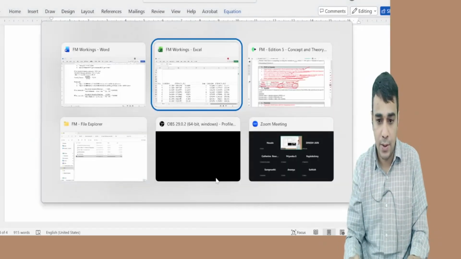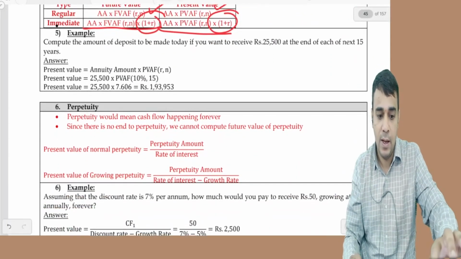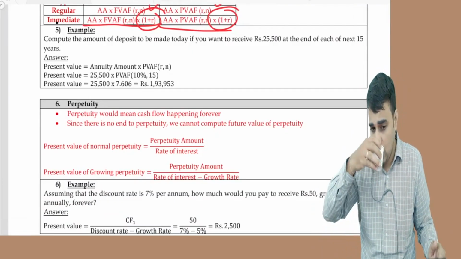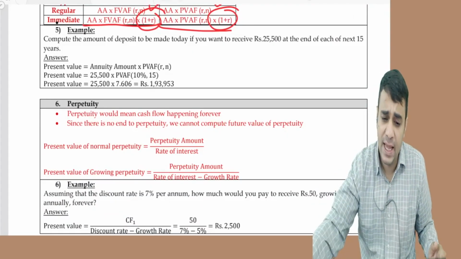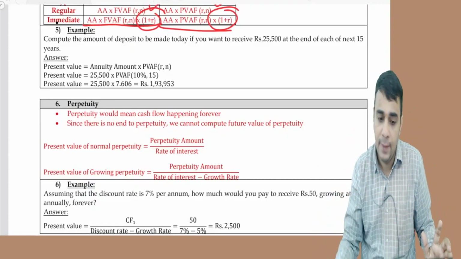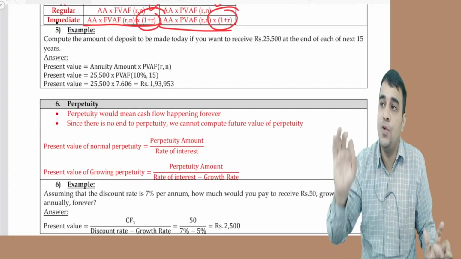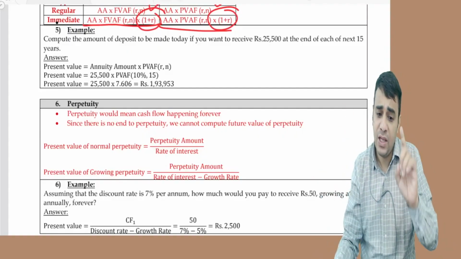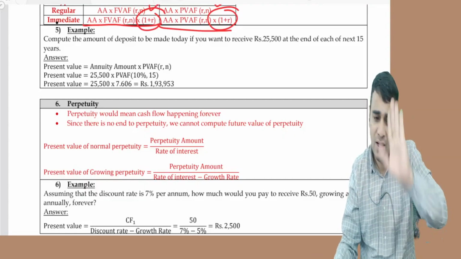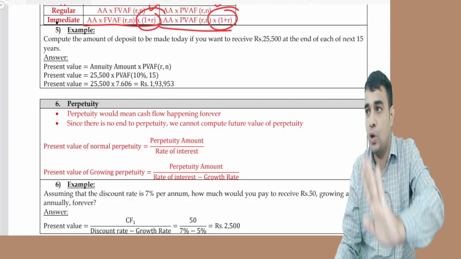Now coming back to this question, first the concept. Perpetuity would mean cash flow happening forever. Since there is no end, we cannot compute the future value of perpetuity. Is the formula the same for both? Yes, same. I don't want two formulas. Okay, I've written two formulas. The formula is rate of interest minus growth rate.